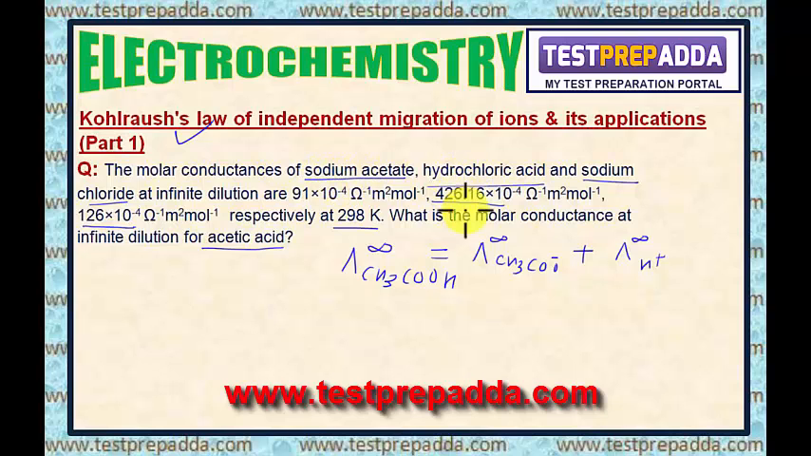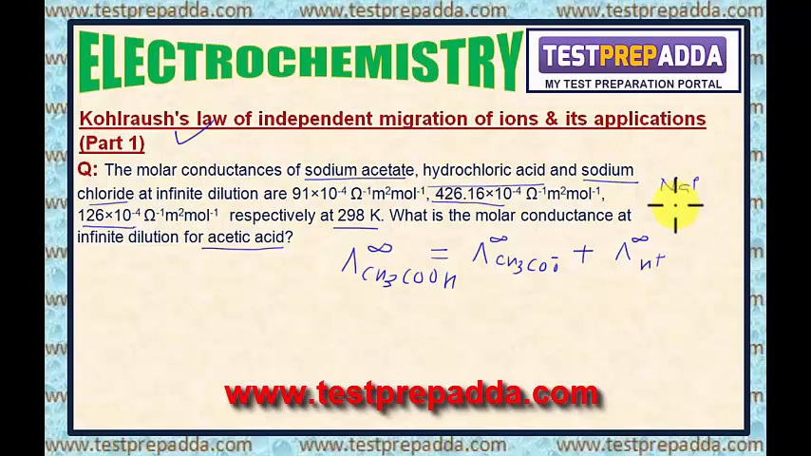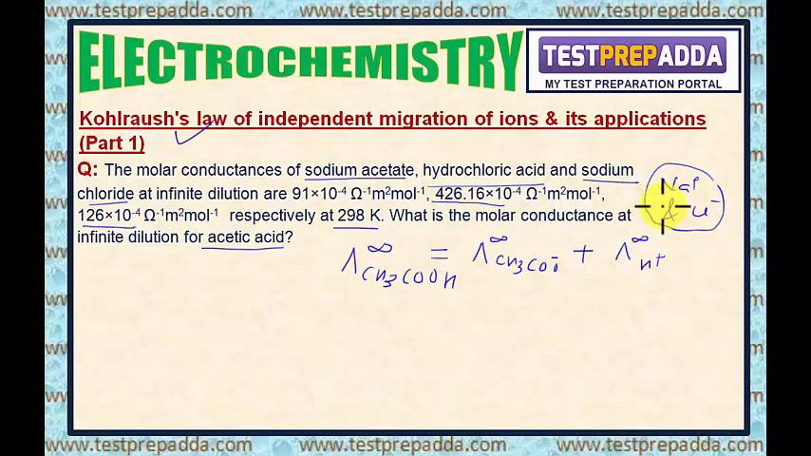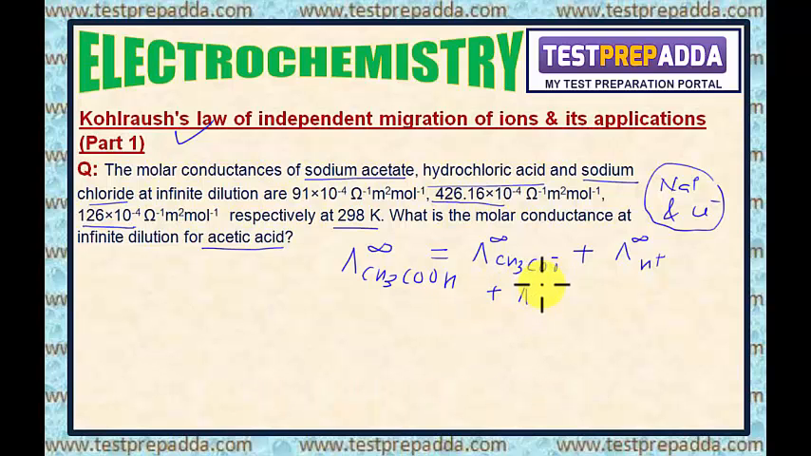So what are the other ions except CH3COO minus and H plus? Na plus and Cl minus. So we have to use these two ions to convert this weak electrolyte into strong electrolytes. So here I will add Na plus, here I will add Cl minus, and then we have to subtract Na plus and Cl minus.